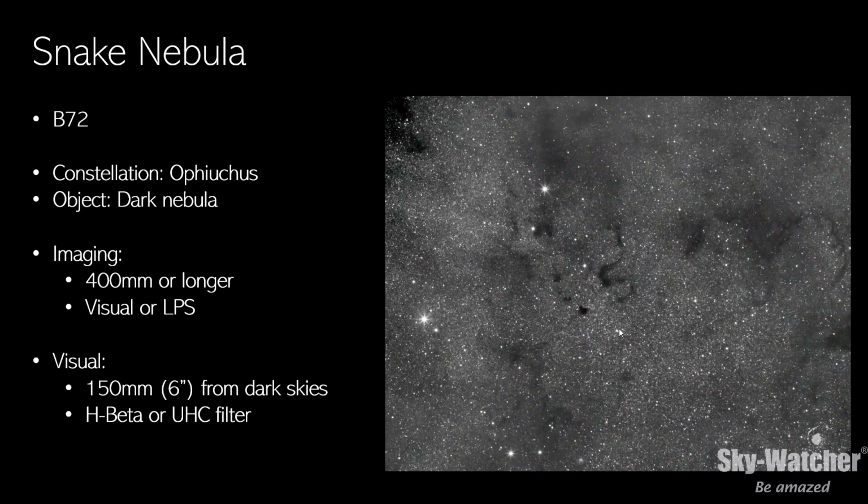But again, like reflection nebulas, there's no filter to get you through it. Visually, you can do this in a 6-inch telescope. I don't know why I have H-beta or UHC in there, so you can just ignore that for this. There's no helping you here. You just need dark skies. That's it. So all dark nebulas are pretty much dark skies, good transparency. That's it.